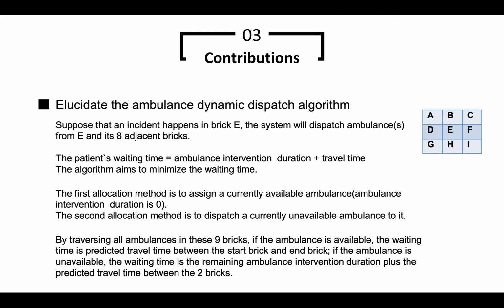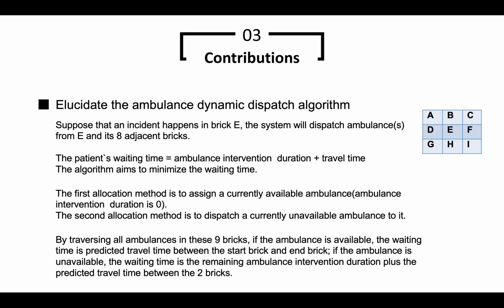Suppose that an incident happens in brick E. The system will dispatch an ambulance from E and its 8 adjacent bricks. The patient's waiting time equals ambulance intervention duration plus travel time. The algorithm aims to minimize the waiting time. The first allocation method is to assign a currently available ambulance. The second allocation method is to dispatch a currently unavailable ambulance to it.